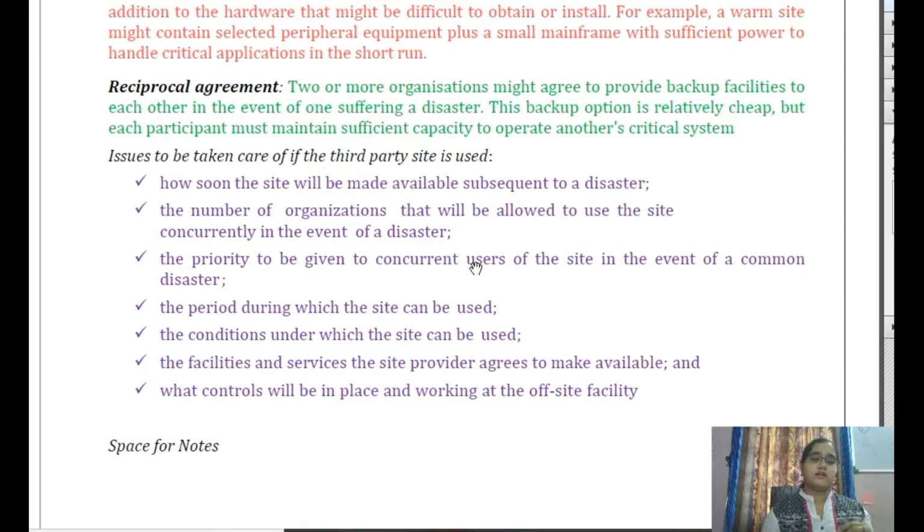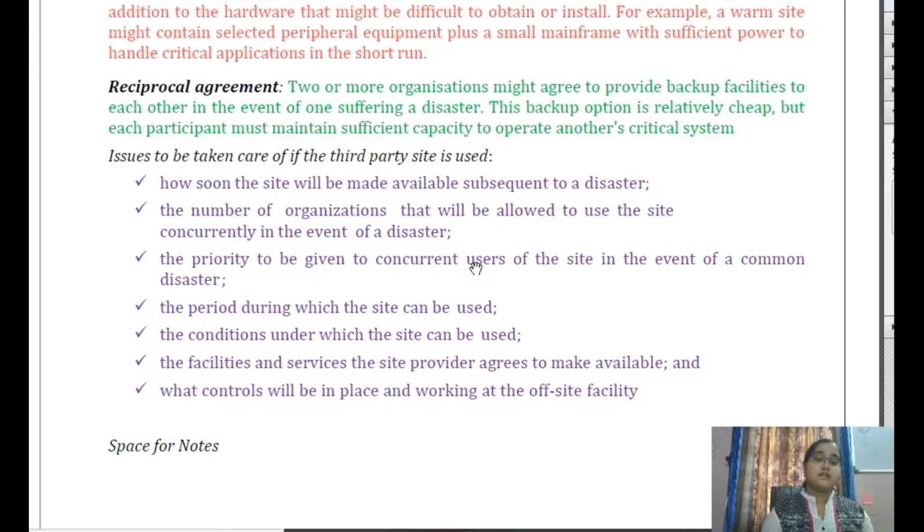And suppose you are taking third party help for using an alternate facility. If you are using the help of a third party, what points do you need to consider? The points you need to consider are: how soon will the site be available subsequent to the disaster? Once the disaster occurs, we try to move to a location to continue business operations, and if we are taking the help of a third party, we must ensure within how much duration the site will be made available for us.